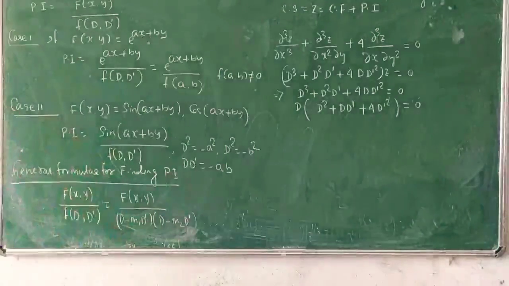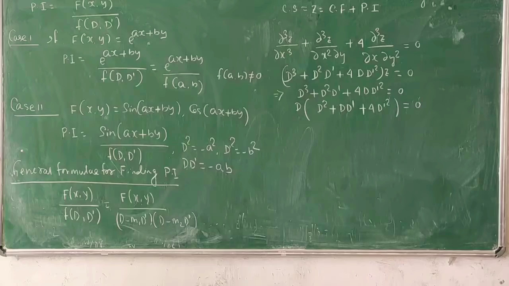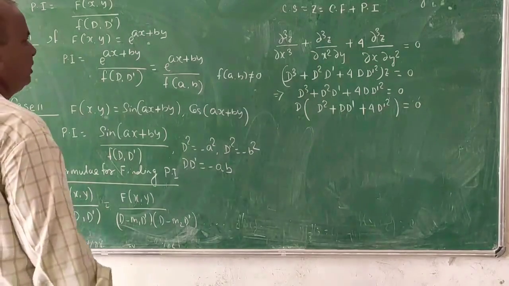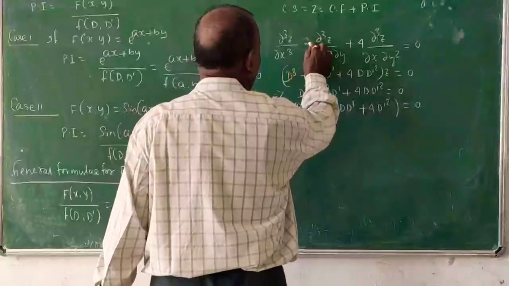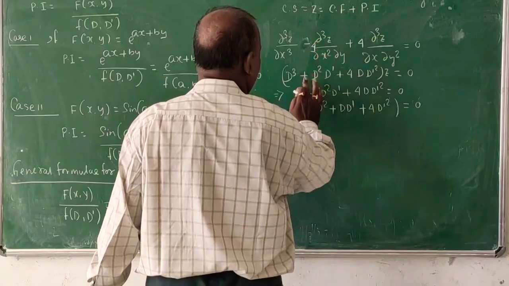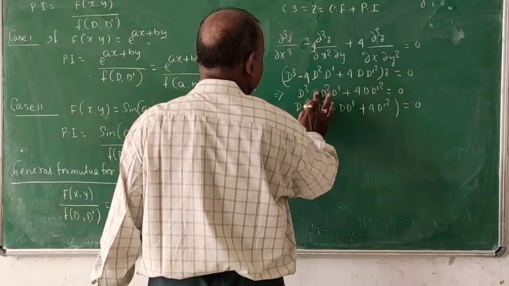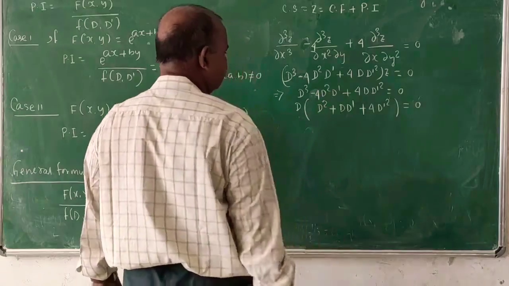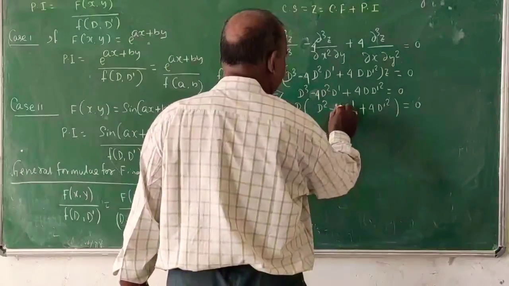So I have committed some mistake here. This part is minus. This is minus 4 times, minus of 4 times. Okay?